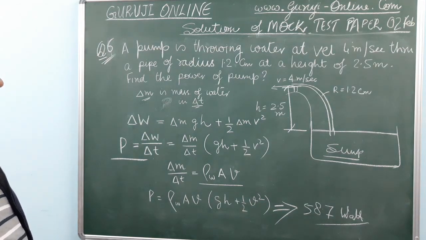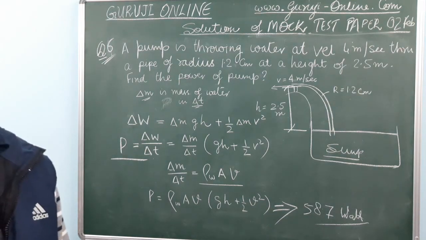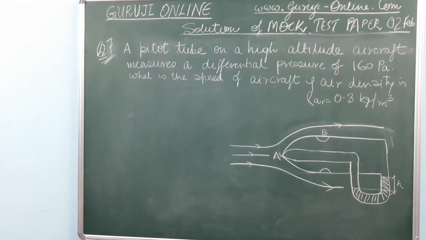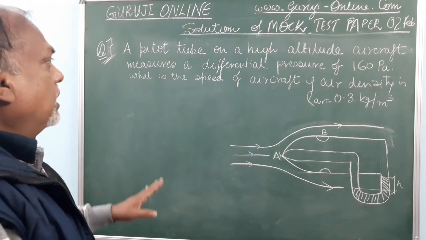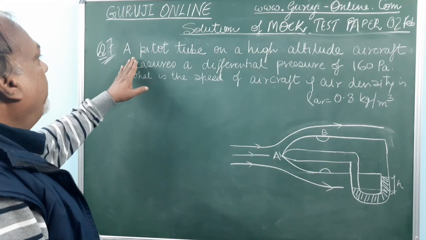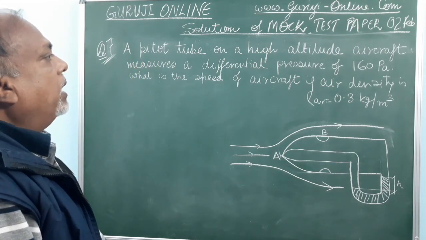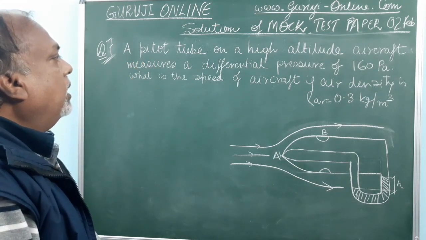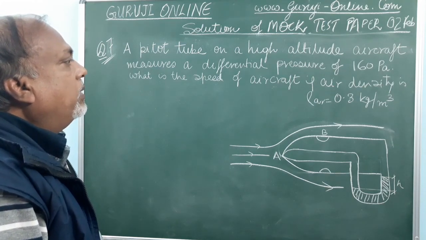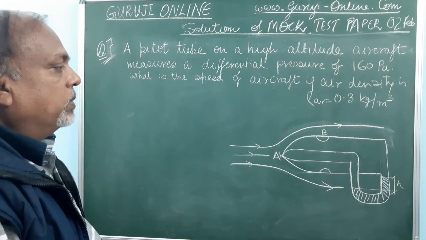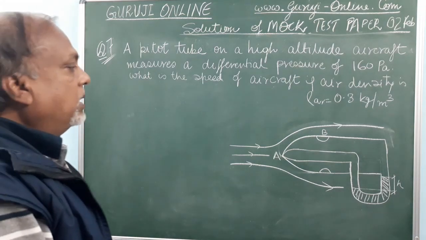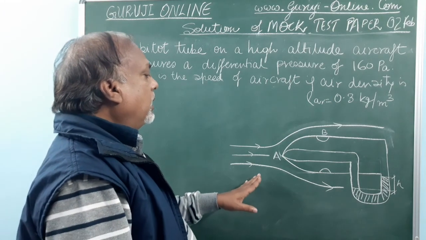Now we will go to the seventh problem. So folks, this is the seventh question. In this question, a pitot tube on a high altitude aircraft measures a differential pressure of 160 Pa. What is the speed of the aircraft if air density is this much? Basically, pitot tube is used to measure the speed of the aircraft.